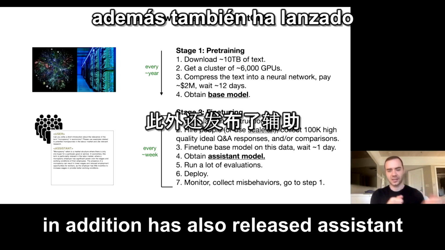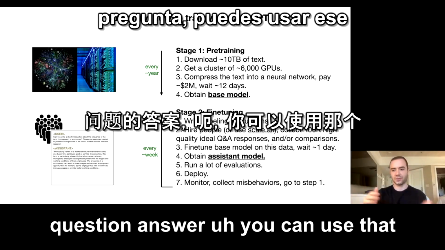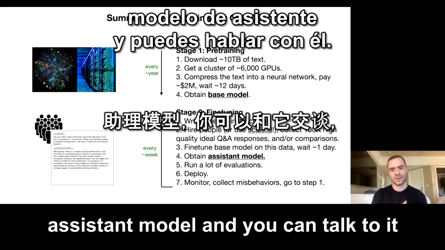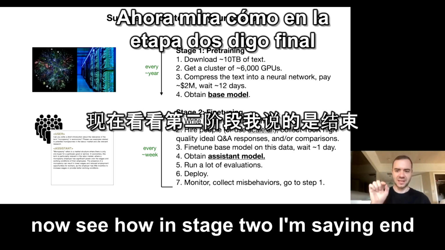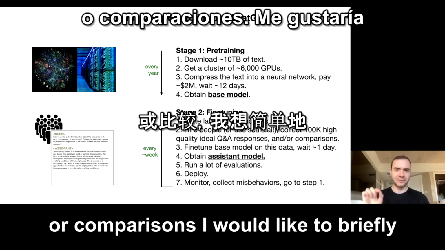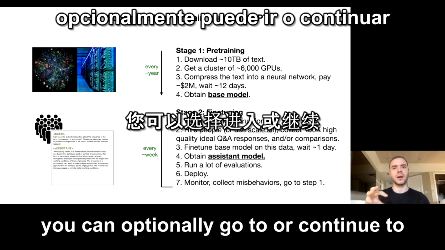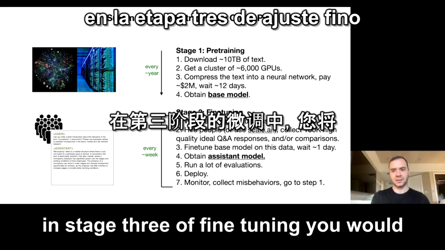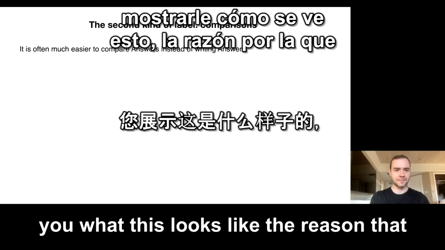But Meta, in addition, has also released assistant models. So if you just like to have a question answer, you can use that assistant model and you can talk to it. Okay, so those are the two major stages. Now see how in stage 2 I'm saying "and/or comparisons"? I would like to briefly double click on that, because there's also a stage 3 of fine-tuning that you can optionally go to or continue to. In stage 3 of fine-tuning, you would use comparison labels. So let me show you what this looks like.